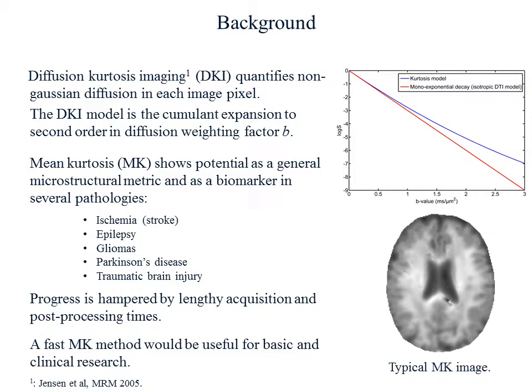Diffusion kurtosis imaging, or DKI, is a way to quantify non-Gaussian diffusion in each image pixel. This deviation from Gaussian diffusion is caused by the tissue microstructure, and therefore DKI is typically referred to as a microstructural imaging technique. If you average the observed kurtosis over all directions, you get what is called the mean kurtosis, and this is a biomarker that has shown potential in connection with many diseases.